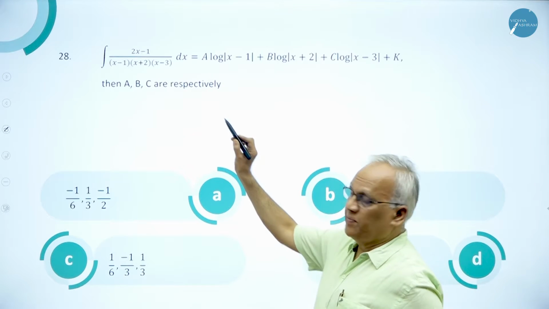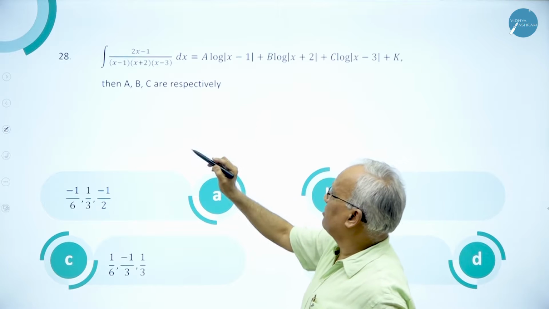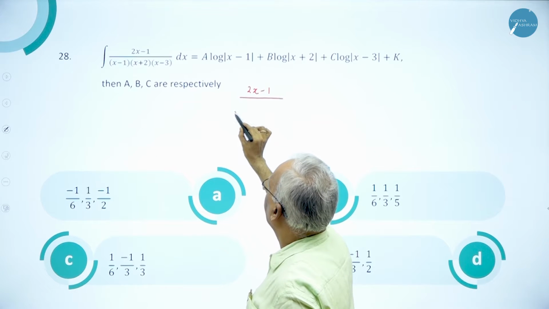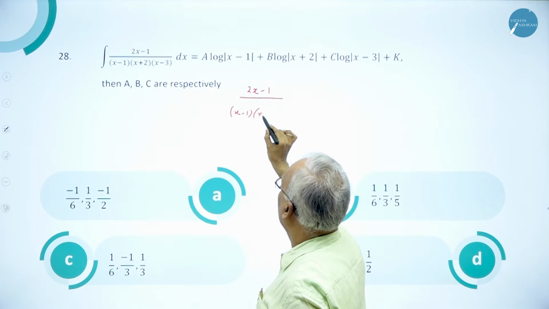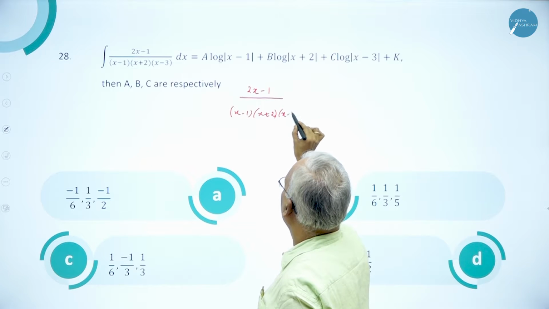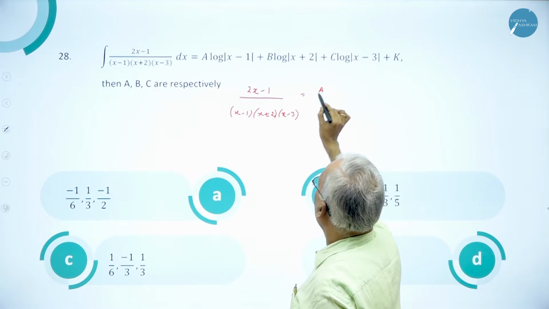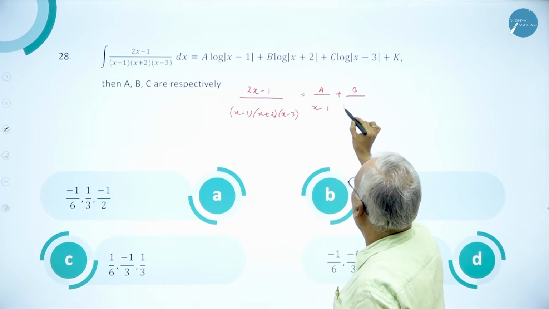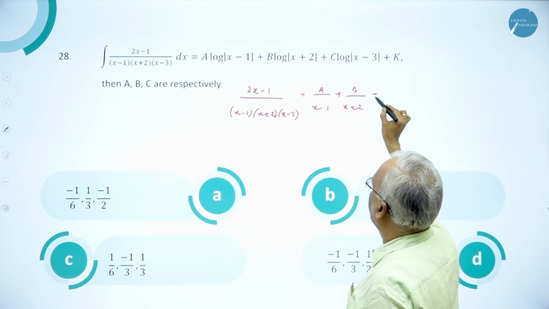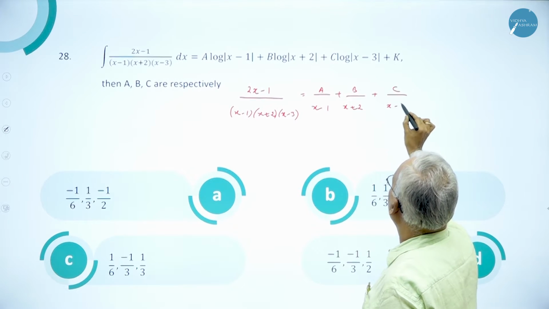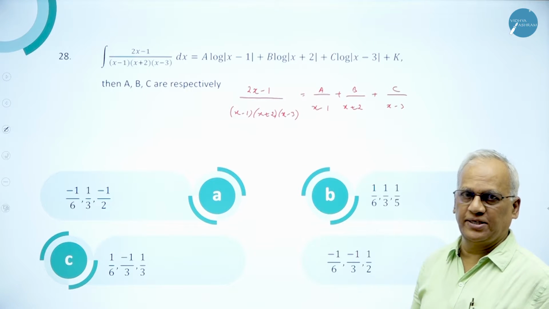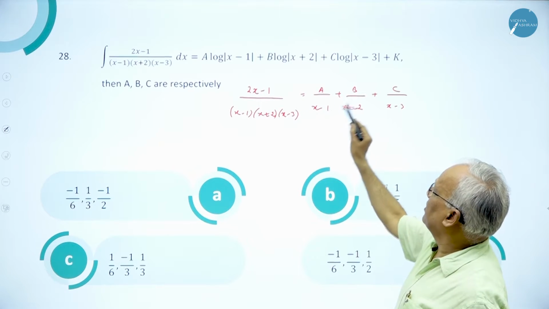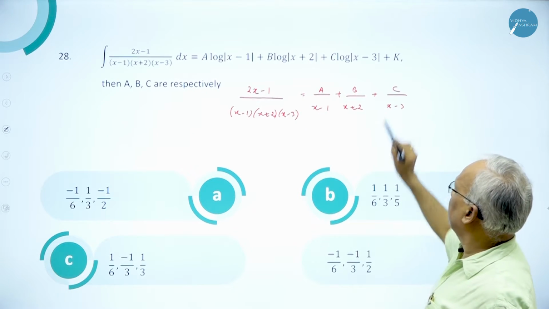28th problem. It's a problem on integration by partial fraction. So let us take 2x minus 1 divided by x minus 1 into x plus 2 into x minus 3 equal to a divided by x minus 1 plus b divided by x plus 2 plus c divided by x minus 3. That rule you know, how to resolve into partial fractions. Now to find a, b, c, once you know a, b, c, you can get the integral: a log of x minus 1, b log of x plus 2, c log of x minus 3, all that you get.